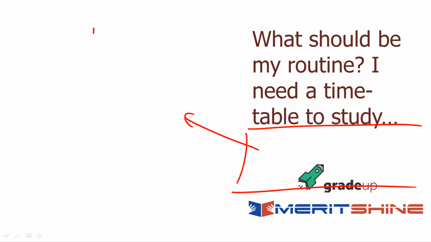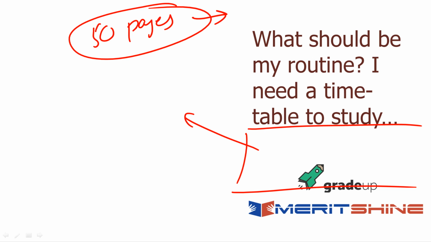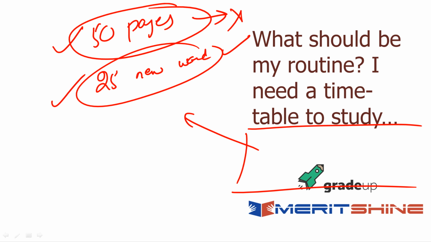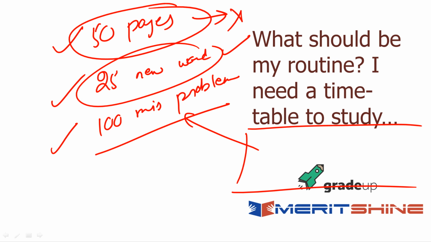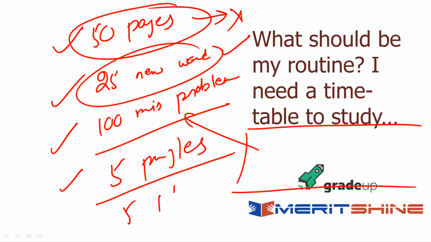I would read 50 pages from this book. Fine. So whatever book this is, I'll read 50 pages. Fine. I will learn 25 new words. Fine. I'll do this. I will do 100 miscellaneous problems from quant. Fine. I will do this. I will practice doing 5 puzzles. Okay. I will do 5 DI sets.